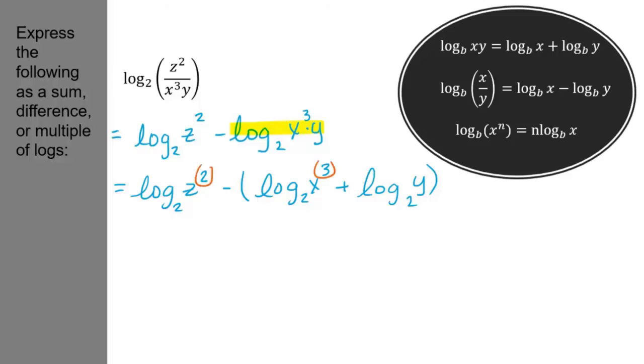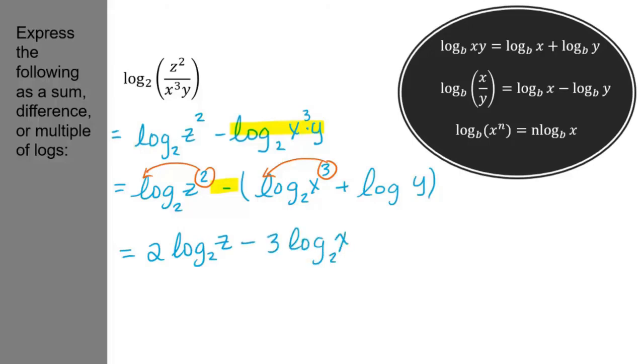Let's deal with those powers, and we're almost done. We'll move the 2 out front to write it as a multiple, and we'll do the same thing with the 3. I'll also use distributive property here to multiply the -1 out front of the brackets by both terms inside of the brackets. So this gives us 2 times the logarithm of z to the base 2 minus 3 times the logarithm of x to the base 2 minus the logarithm of y also to the base 2. And notice that I lost a base 2 up here.